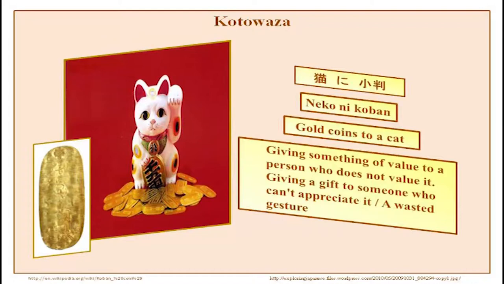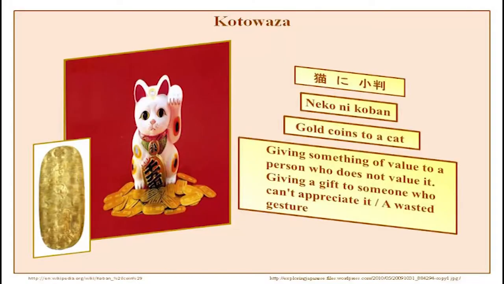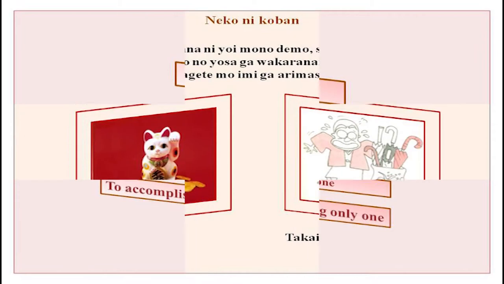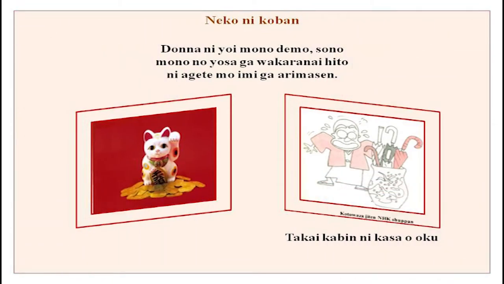Now, the interesting thing I want to tell you with these two kotowaza is that the complete proverb is never used by the Japanese. They just say, for example, neko ni koban. Half of it, as you can see over here, is isseki nicho. One stone, two birds is not complete. Killing two birds with one stone is the actual meaning. So, only half of it is used; the whole proverb is never used in Japanese.